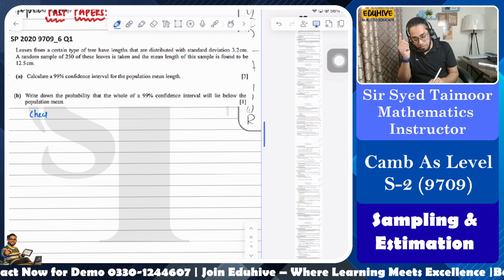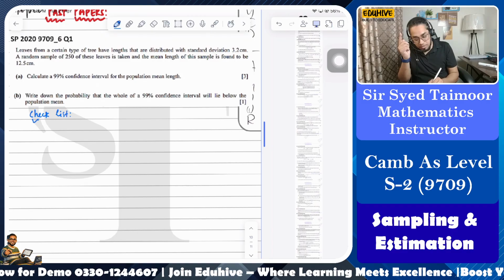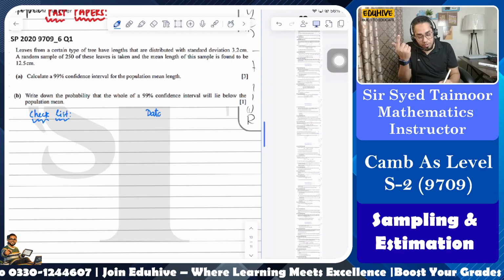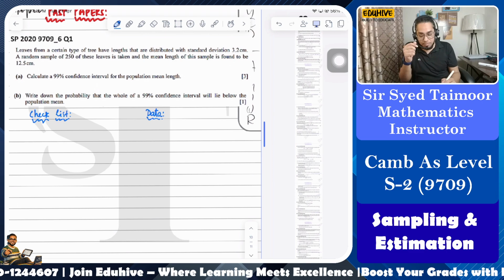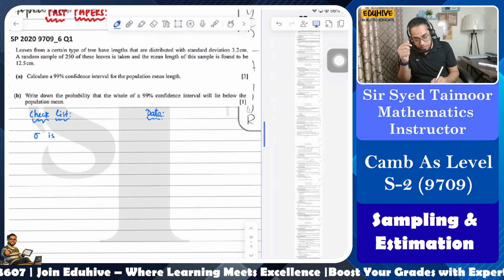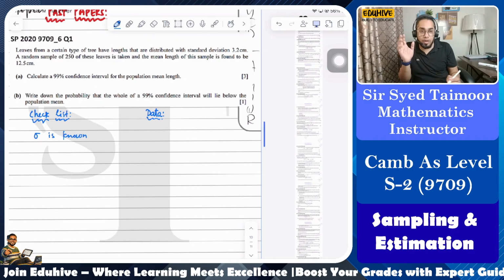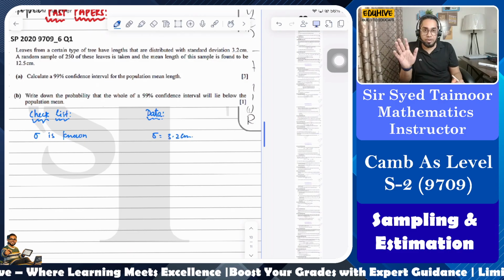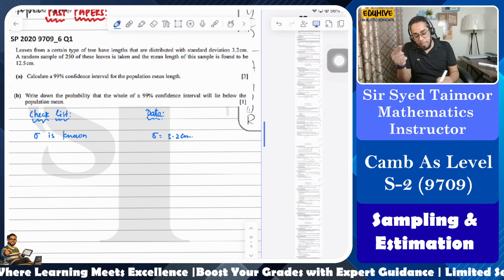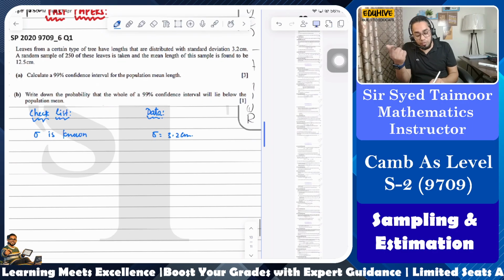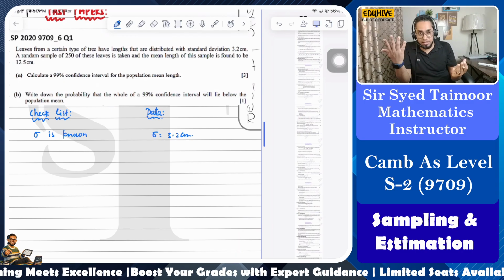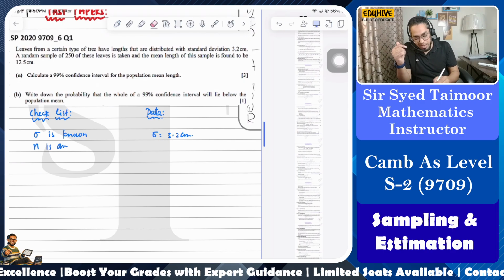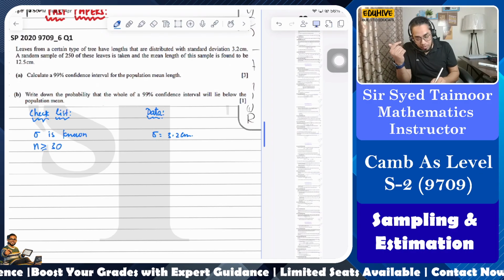first you need to make a checklist, for starting the question or just extracting the data from that question. Okay, is that clear? So sigma is known, and sigma is exactly 3.2 centimeters. Is that fine? Now next thing, they have given you the sample size of 250, meaning n is greater than 30, or n is any size. I can just write it like n is greater than or equal to 30.